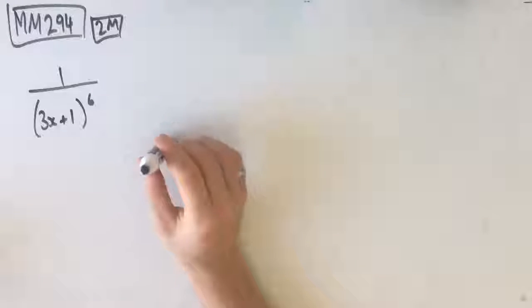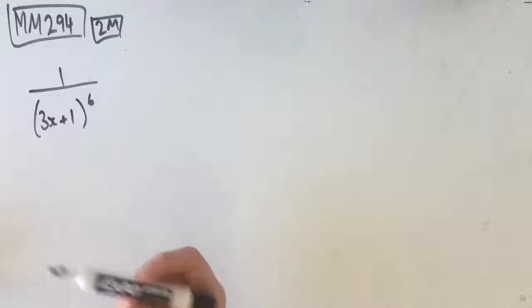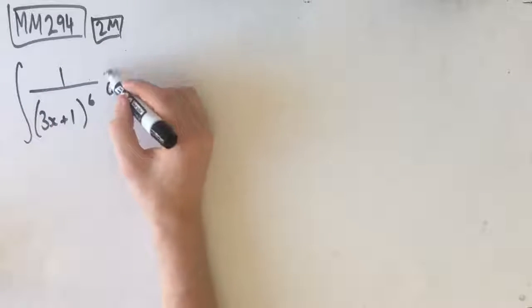Now in this question it asks us to find an antiderivative of 1 over (3x + 1) to the power of 6 with respect to x. Awesome. So what we're essentially doing is evaluating this.